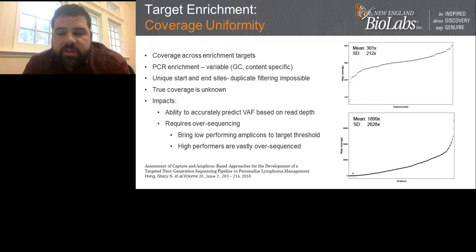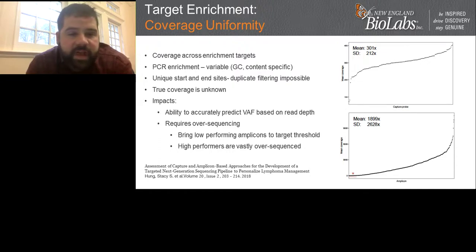But what we see here is for capture probes, for hybridization-based enrichment, you tend to have more even enrichment. Again, because we're selecting those targets away from the rest of the genome as opposed to amplifying the targets that we're interested in away from the genome. And you can see the coverage variability. So even in the scale here, we see the coverage in terms of the standard deviation about 212x, where, when we get into amplicon sequencing, you're talking about thousands of fold difference between those.